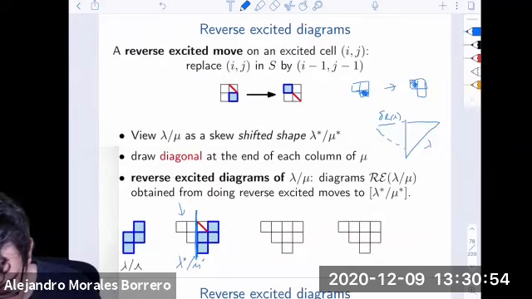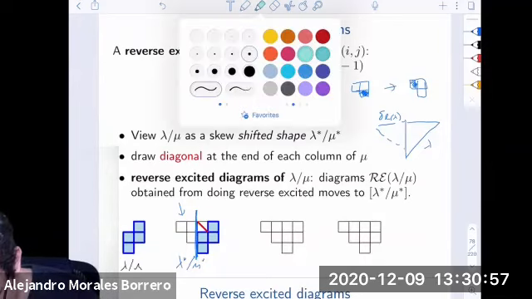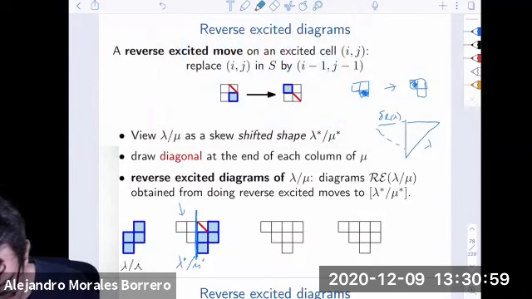So what are the reverse excited moves? What are the reverse excited diagrams? Can you tell me what is the only thing that can move here at the moment? This one is trapped, but this one is okay, right? So this stays put, and this one can move. And that liberates this one. So now this stays there, and that's it. What happened is that this moved here.